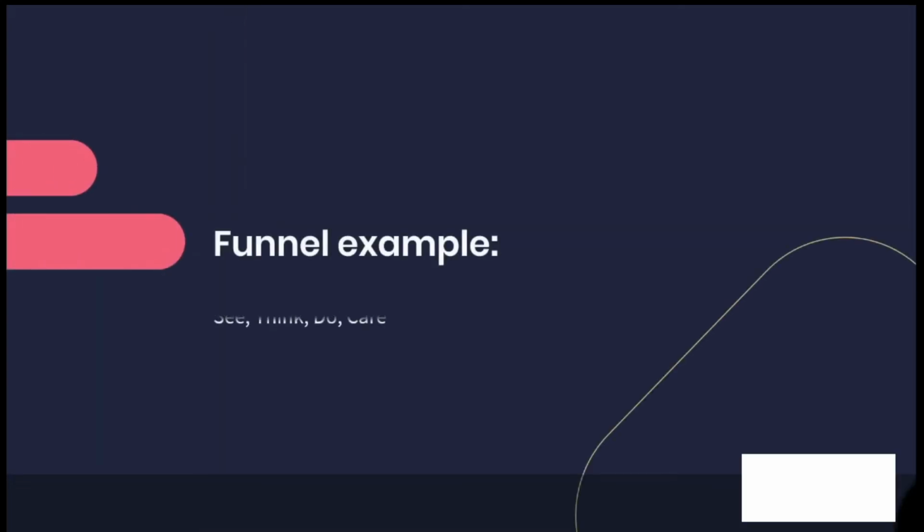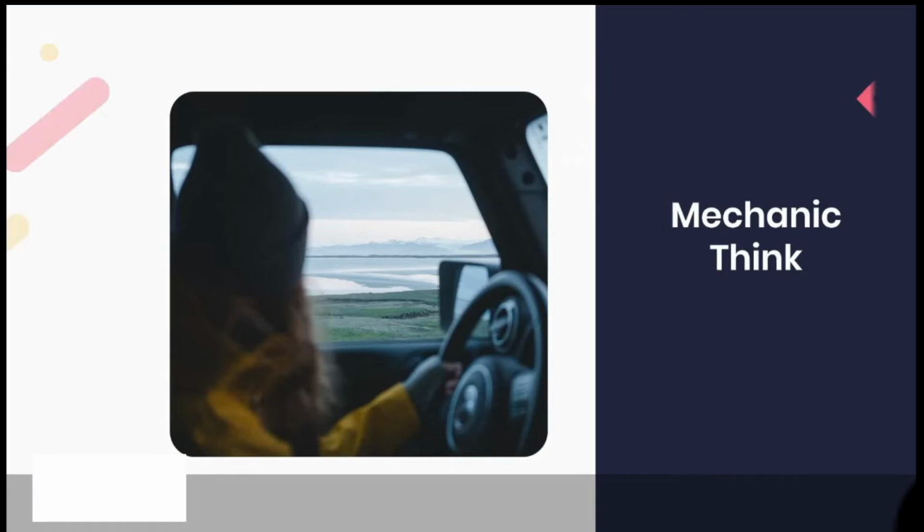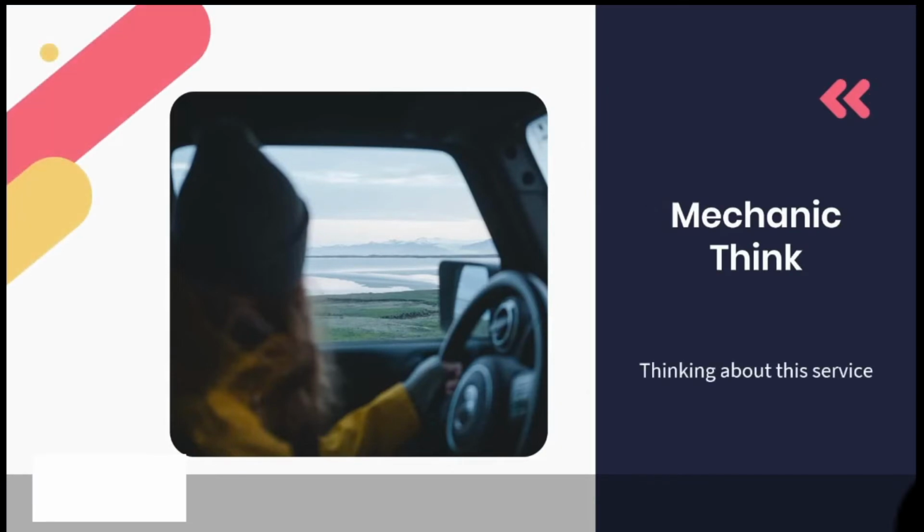I'm going to take you through a funnel example for the See, Think, Do, Care model using a mechanics services. People in the See phase would be anyone who owns a car. This is the largest qualified audience, though you could go even further and say that it is anyone over the legal driving age. If we move on to Think, this would include people who are thinking about using a mechanic.